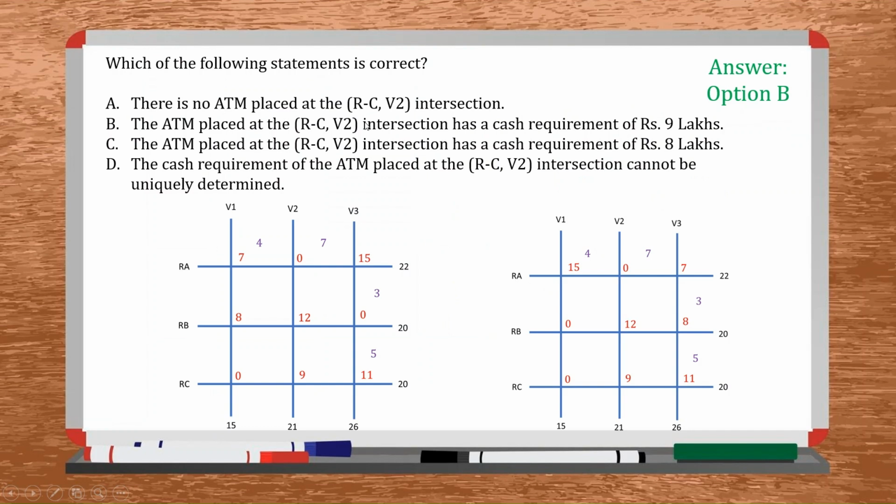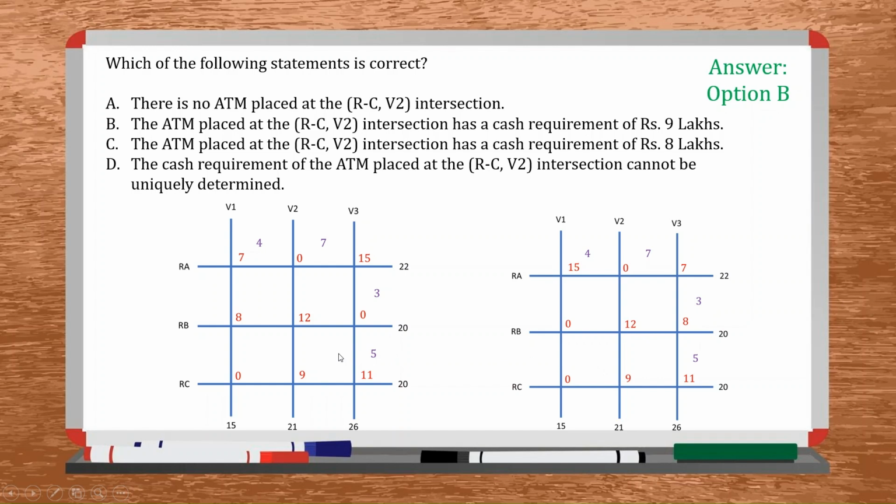So the first question is regarding the intersection at RC and V2, the variable Y. So Y is 9 in both the cases. If you look at the options, option B, the ATM placed at the RC-V2 intersection has a cash requirement of 9 lakhs. That's the right answer because in both the scenarios, Y is a fixed variable with value 9.